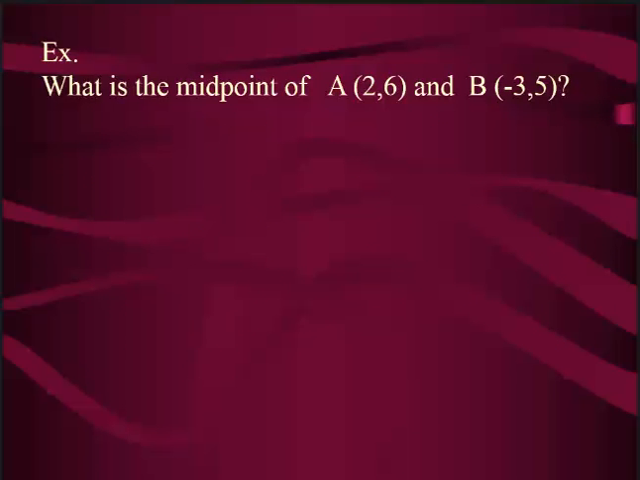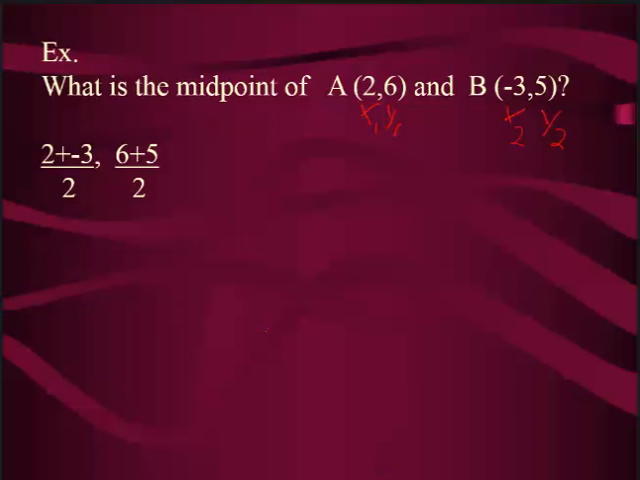What is the midpoint of point A, which is at (2, 6), and B, which is at (-3, 5)? Well, first of all, you need to identify your x and y values. So this is x1, this has to be y1. This would be x2, and this has to be y2. So now we plug it in. Here's my first x, here's my second x. I'm going to add it and divide by 2. Here's my first y, here's my second y. I'm going to add them and divide by 2.